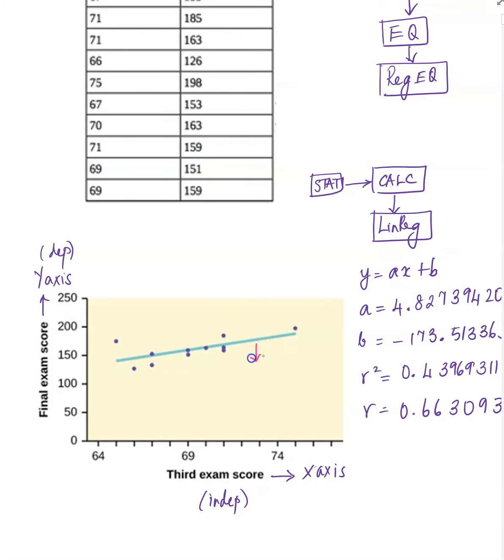The equation for that, I'll just write it down here, y equals ax plus b, right? So round it to 2 decimal places. So a, when rounded to 2 decimal places, would be 4.83x plus b. Since b was negative, I have to remove the plus and make it a minus, 173.51. So this is our line of best fit. This is the equation of the line of best fit. This is our linear regression. Now we're going to use this to make predictions.